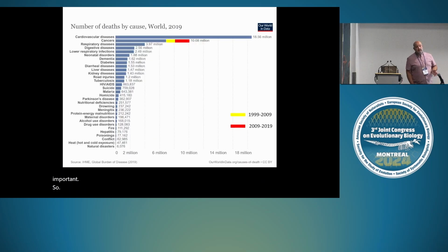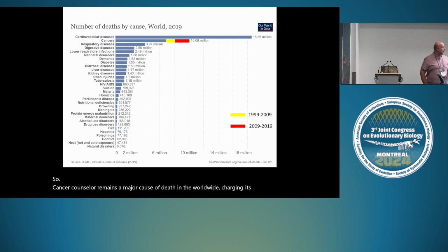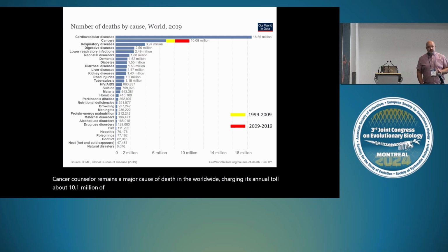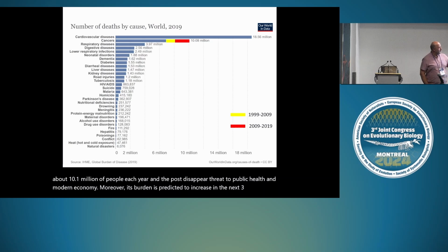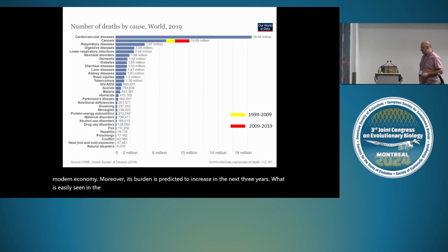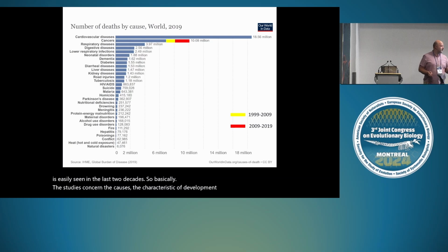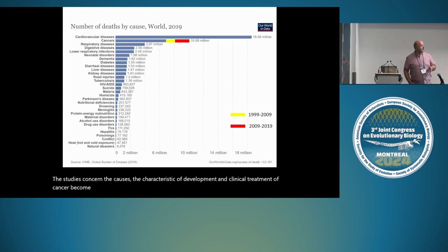So, cancer. Cancer remains a major cause of death worldwide, claiming about 10.1 million people each year, and poses a severe threat to public health and the modern economy. Moreover, its burden is predicted to increase in the next 3 decades, as is easily seen in the last 2 decades. So basically, studies concerning the causes, the characteristics of development, and clinical treatment of cancer have become the foundation of modern science, and presently expand broadly beyond classic medicine.